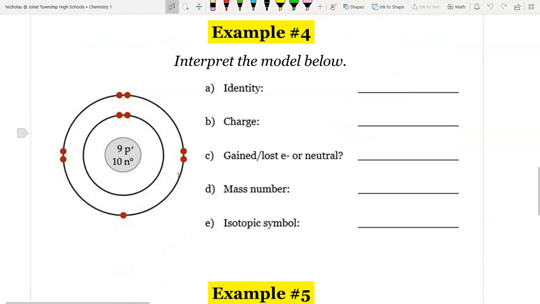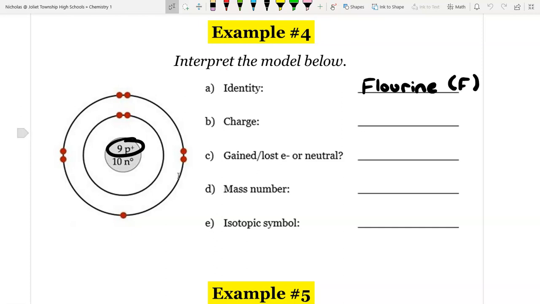In this example, it says, interpret the model below. First thing we need to do is we need to look up the identity of this atom. So there are 9 protons. The protons control the identity. Okay, so if you look up number 9 on the periodic table, you'll find that this is fluorine. Fluorine has the symbol of F.